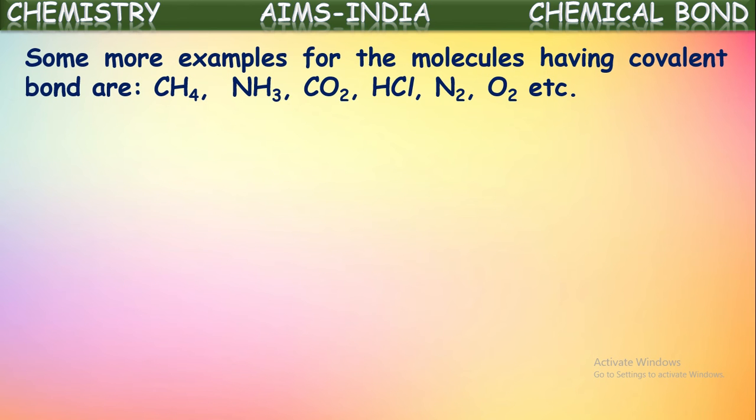See here some other molecules which have covalent bonds in them. We can say these are all covalent compounds, meaning the molecules are formed by the sharing of electrons between the atoms. CH4, which is commonly called methane, NH3 ammonia, carbon dioxide, hydrogen chloride, nitrogen, oxygen. These are all compounds which are formed by covalent bond formation.